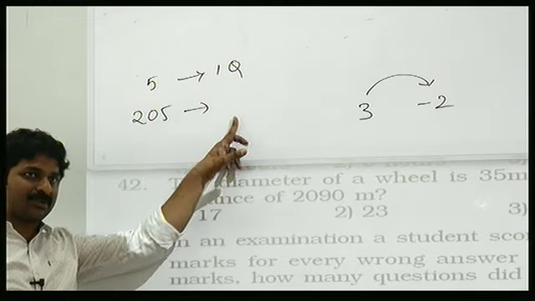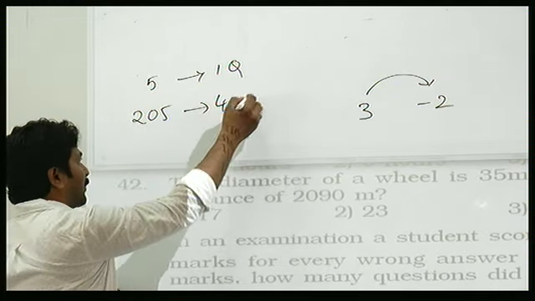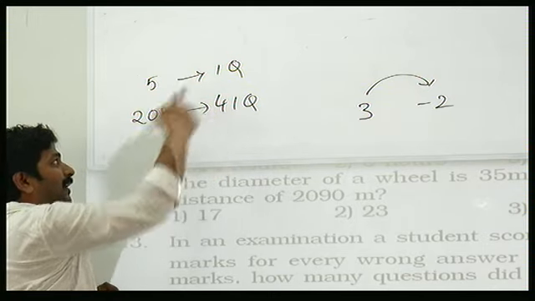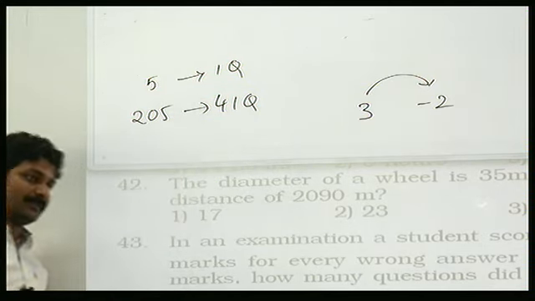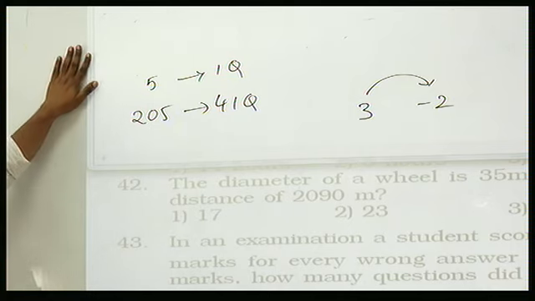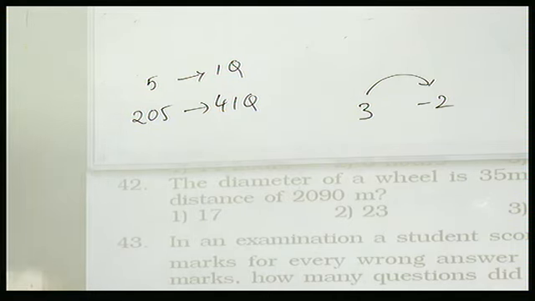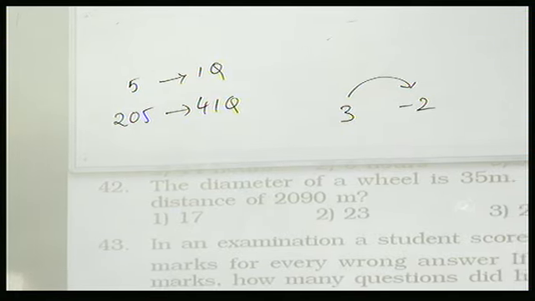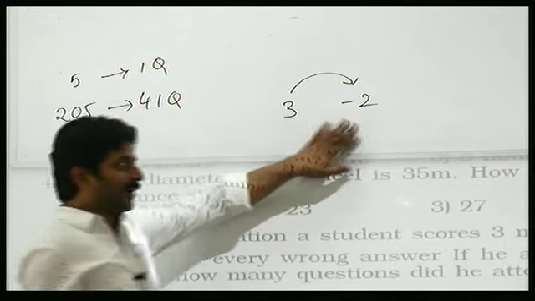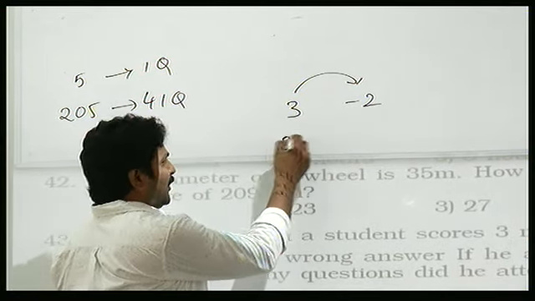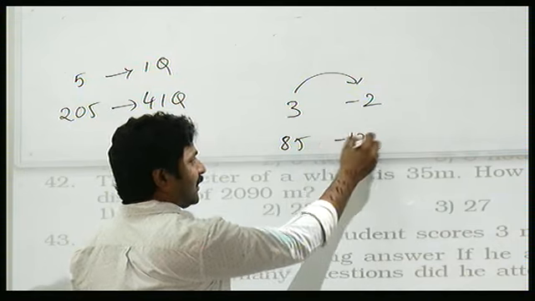So for 5 marks, that is one question, and the difference in total is 205 marks. 205 is equal to how much? Divided by 5, 41 questions. 5 divided by 5 is 1, 205 divided by 5 is 41. Either you solve the linear equation or use the reverse method. I prefer the reverse method. But one should understand the difference between 3 and minus 2, and then 85 and minus 120.